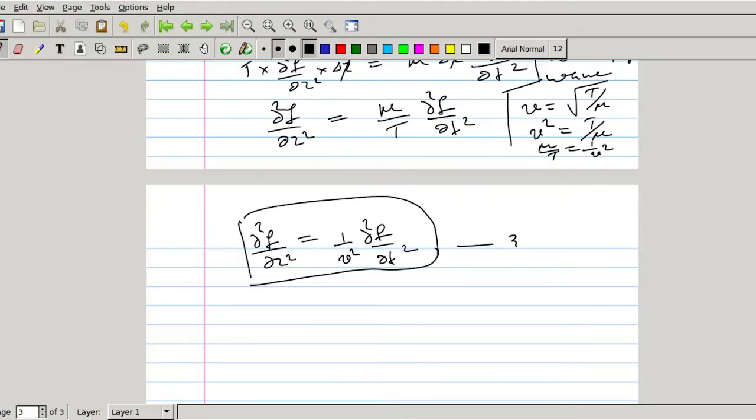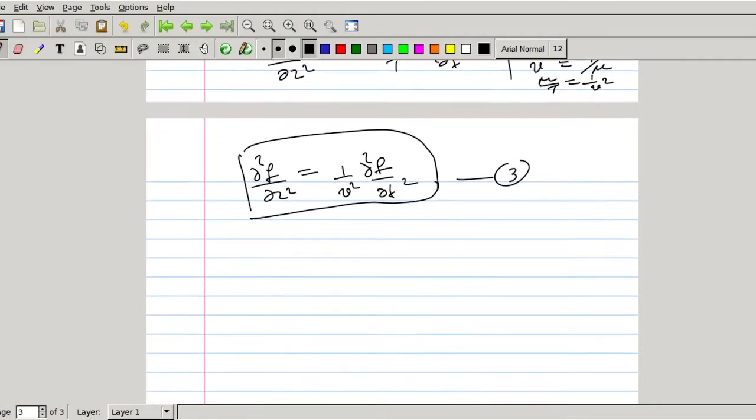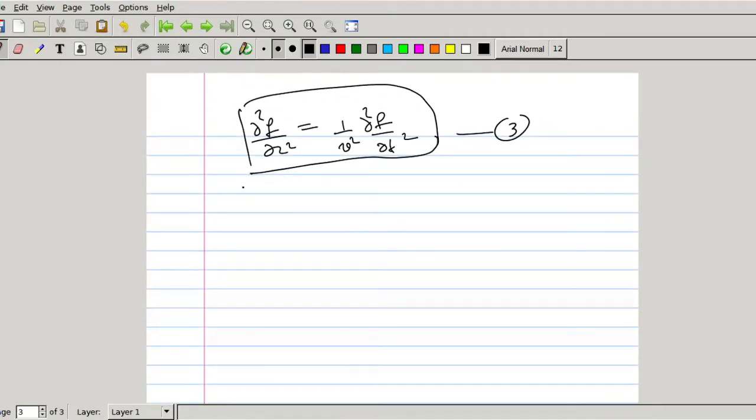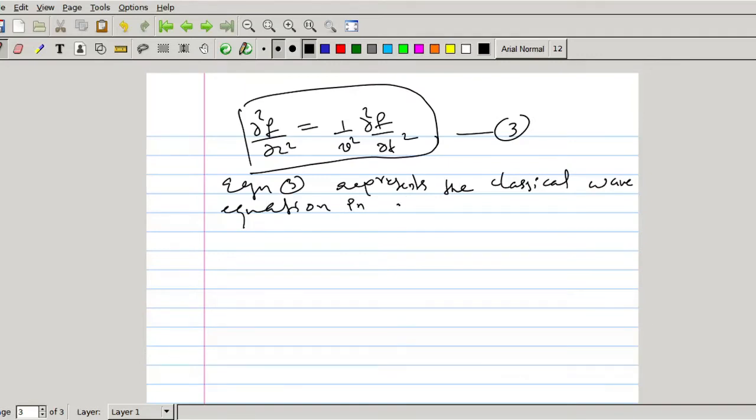Equation 3. Equation 3 represents the classical wave equation in one dimension. So this is the classical wave equation in one dimension.